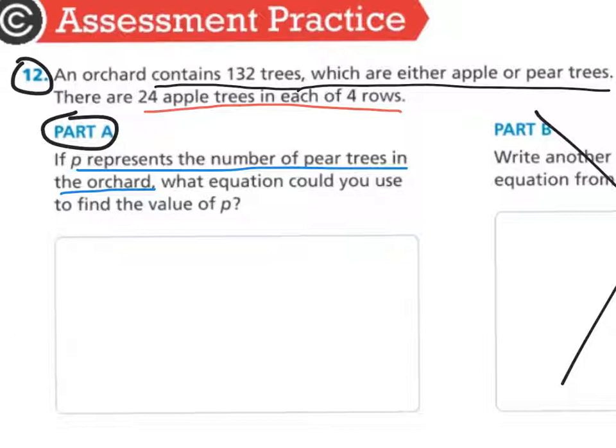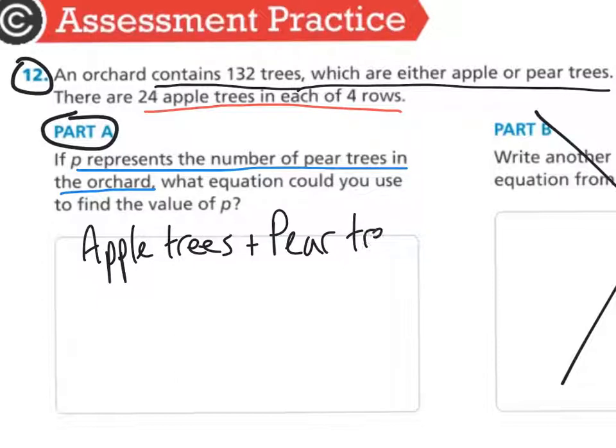So here's a problem where we could come up with just a general statement. We've got basically the apple trees plus the pear trees equals 132. We've got 132 trees here total. Again, that's a general statement. It doesn't get us quite to the equation, but it's going to start getting us in that direction.